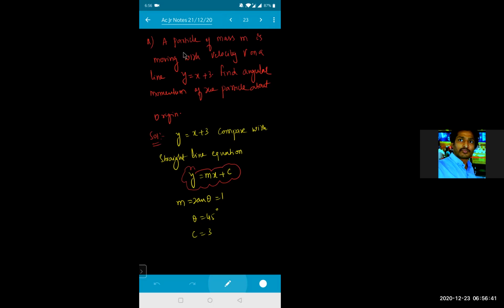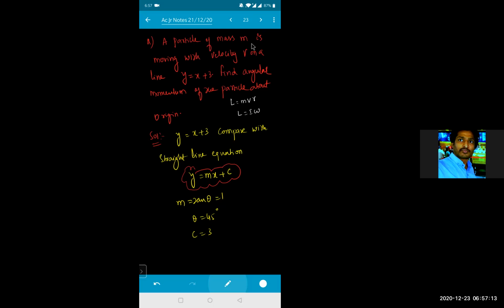Next question. A particle of mass m is moving with velocity v on a line y is equal to x plus 3. Find the angular momentum of the particle about the origin. What do we need to calculate? L. The angular momentum formula for a particle is L is equal to mv into r. For a rotating body, L is equal to I into omega.